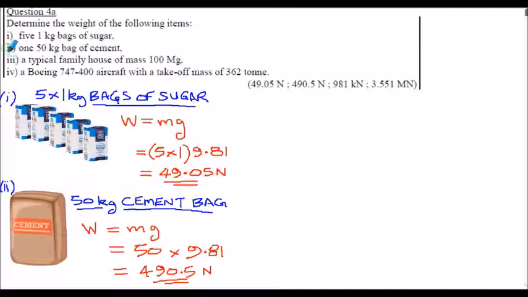Part 2, we're asked to find the weight of a 50 kilogram bag of cement. So again, from W equals mg, the mass this time is 50 kilograms multiplied by 9.81 meters per second squared. So the weight of the 50 kilogram cement bag is 490.5 newtons.